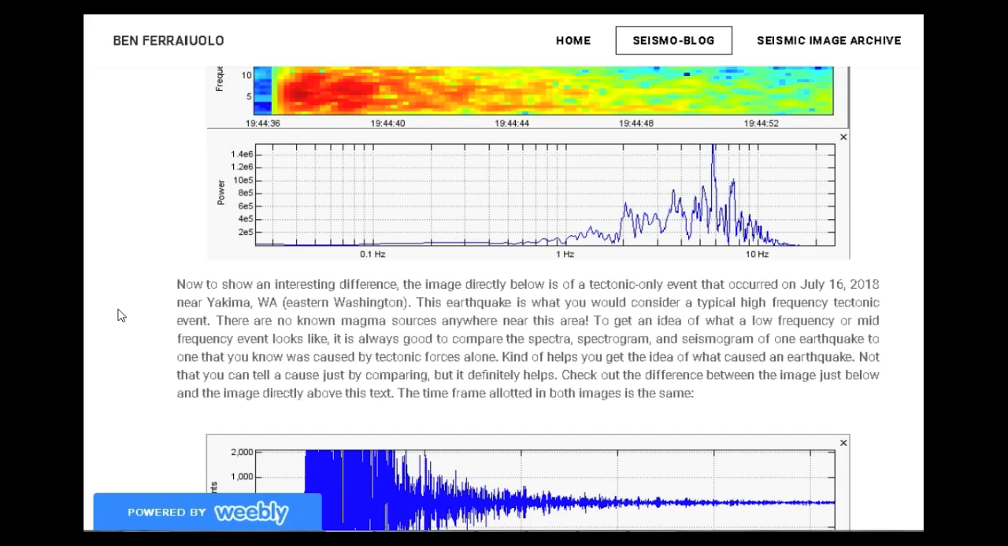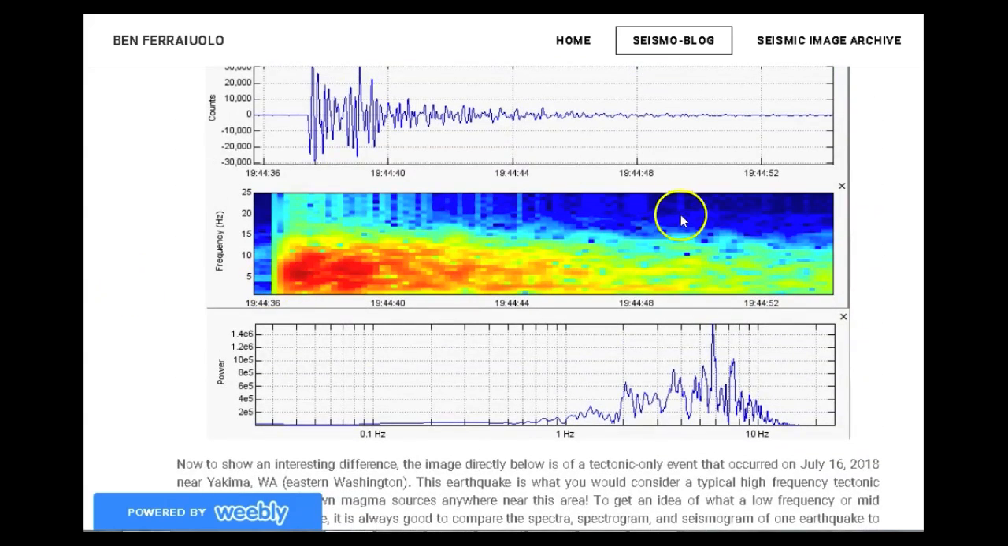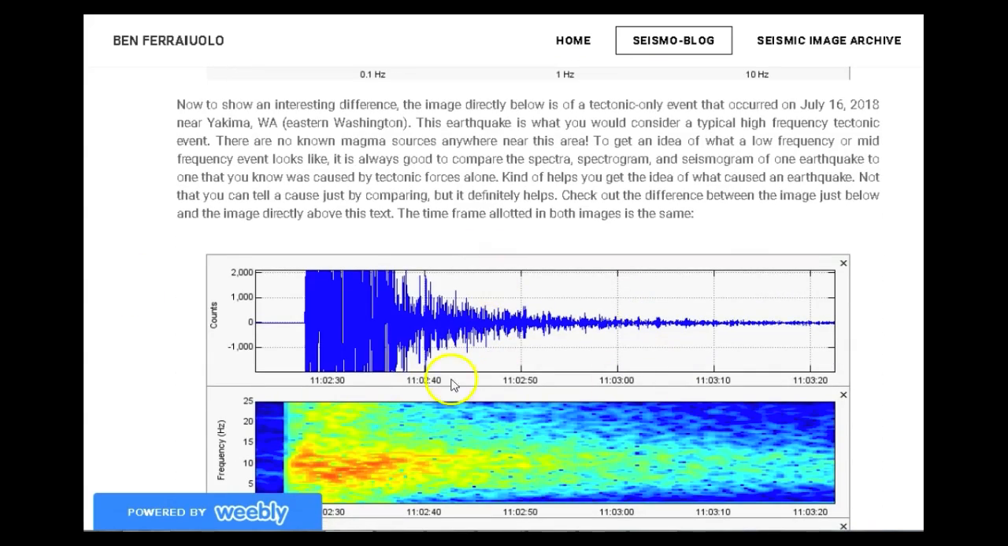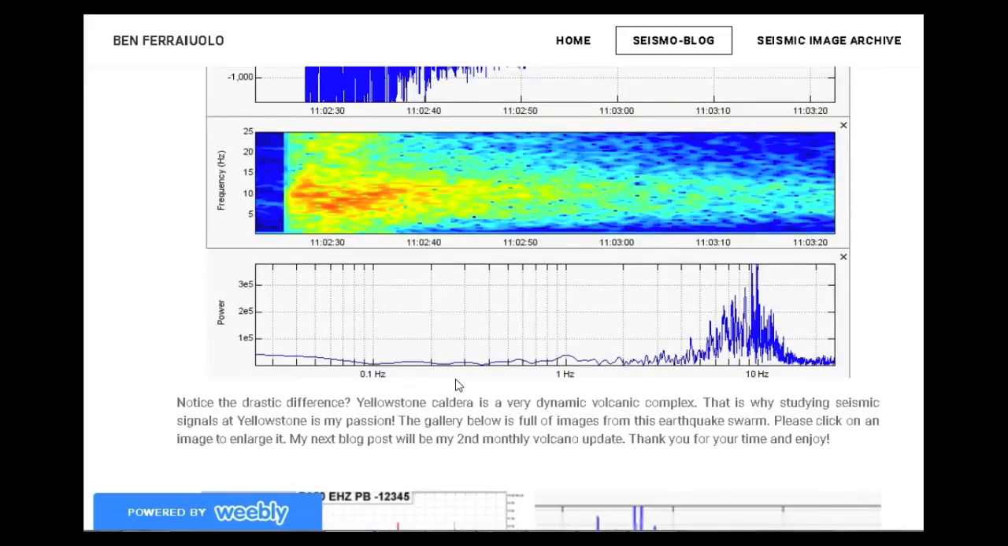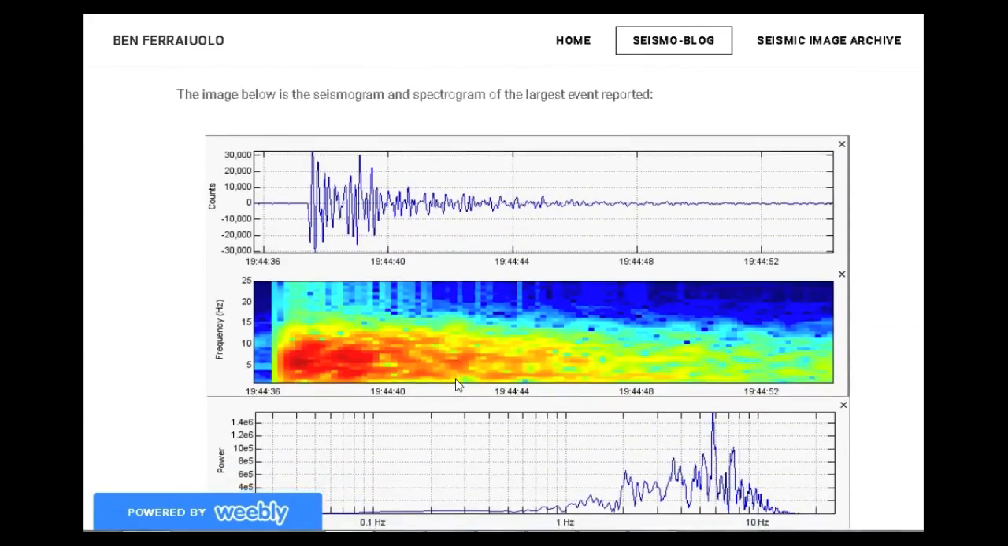Kind of helps you get the idea of what caused an earthquake. Not that you could tell a cause just by comparing, but it definitely helps. Check out the difference between the image just below and the image just above this text. So compare this and this. The time frame allotted in both images is the same. All settings are the same for these images. But you notice the difference?